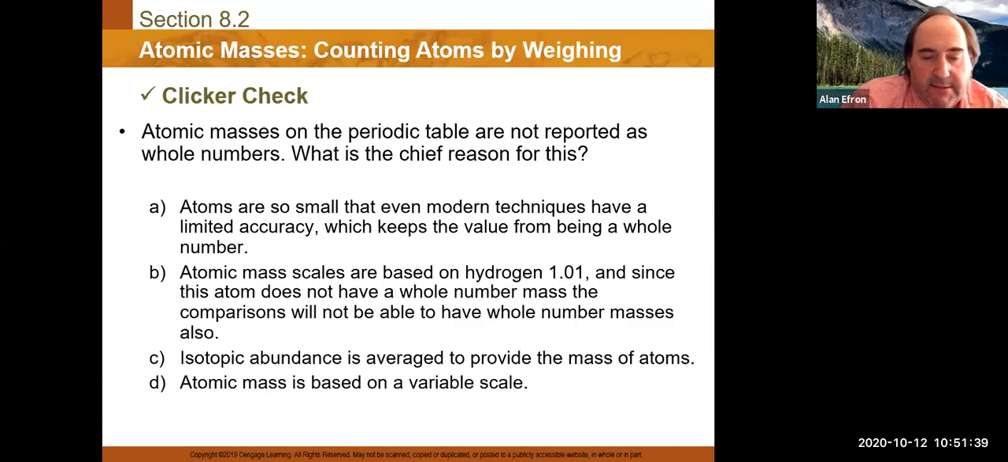Okay, so atomic masses on the periodic table are not reported as whole numbers, and that is because atoms are so small, even techniques are limited. Atomic masses are based on carbon-12. Isotopic abundance is averaged to provide the mass of an atom. Again, that's what we were talking about with that calculation where you take the percentage of each of those naturally occurring isotopes and multiply it by the atomic mass of each one.